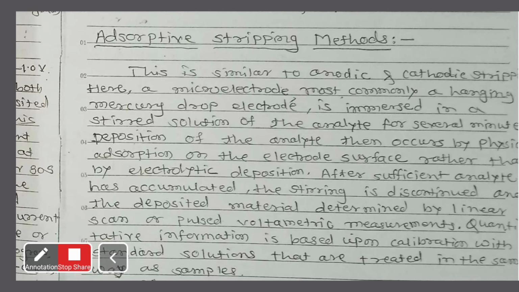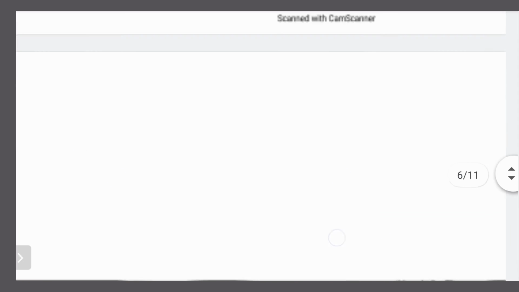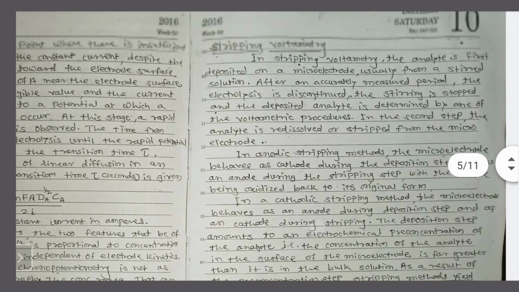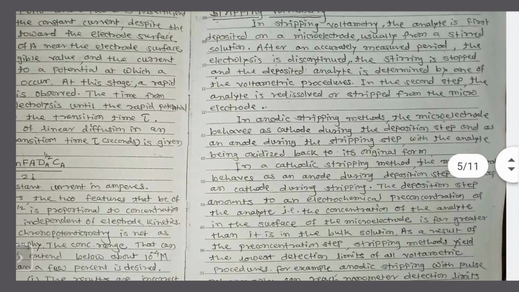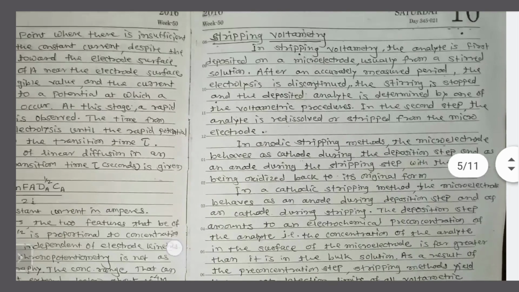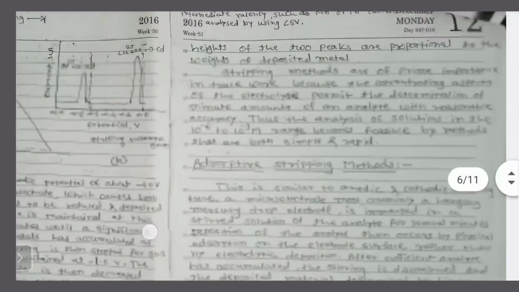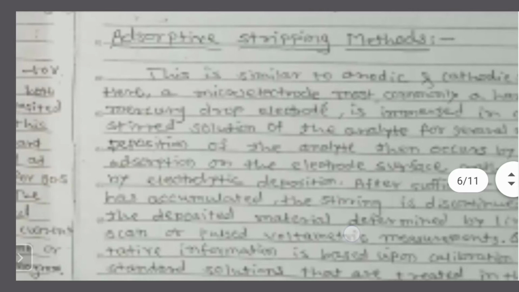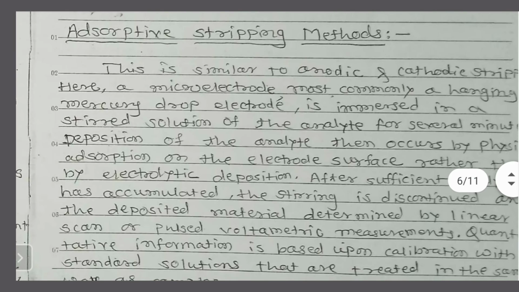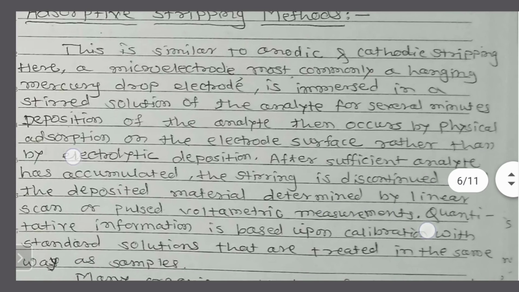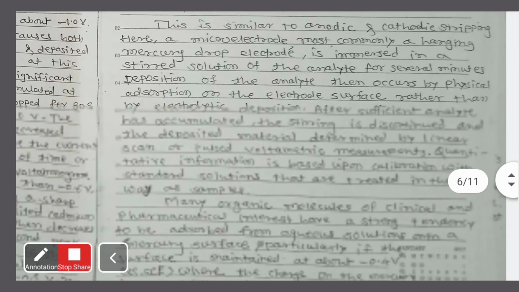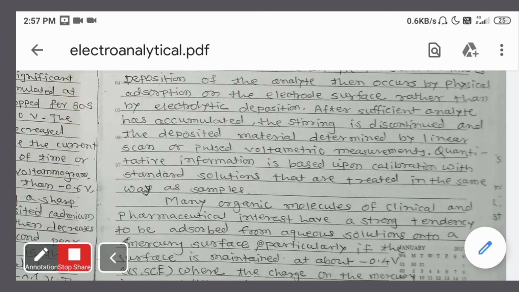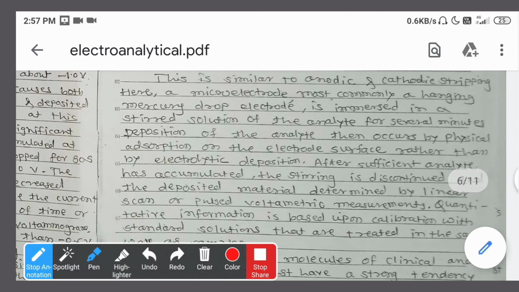So welcome back. In the previous lecture we have seen the stripping voltammetric method, specifically stripping voltammetry. Now in this technique we will see the adsorptive stripping method. This method is quite similar to the anodic and cathodic stripping method.